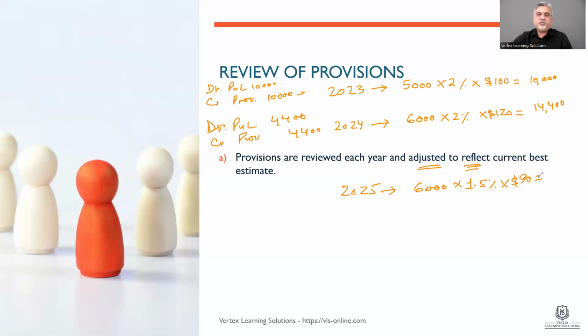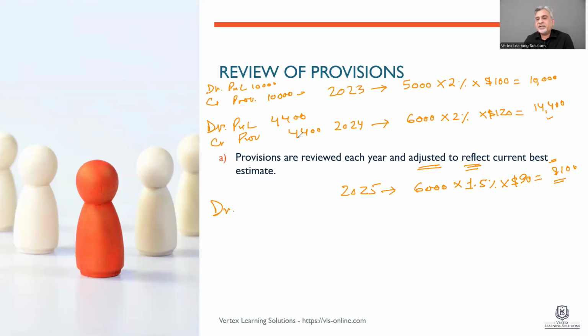We are not spending so much. So let's see how much we need on the new estimate. 6,000 phones into 1.5% into $90. So you need $8,100 in provision only. You already have got 14,400. Now this is the time you have to reverse the provision. Because you have to decrease, the total amount of provision required at the end of 2025 is 8,100.